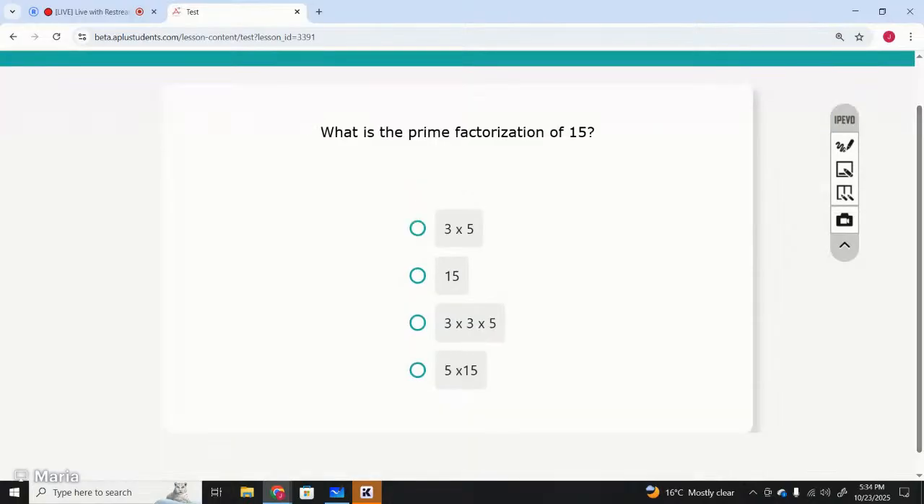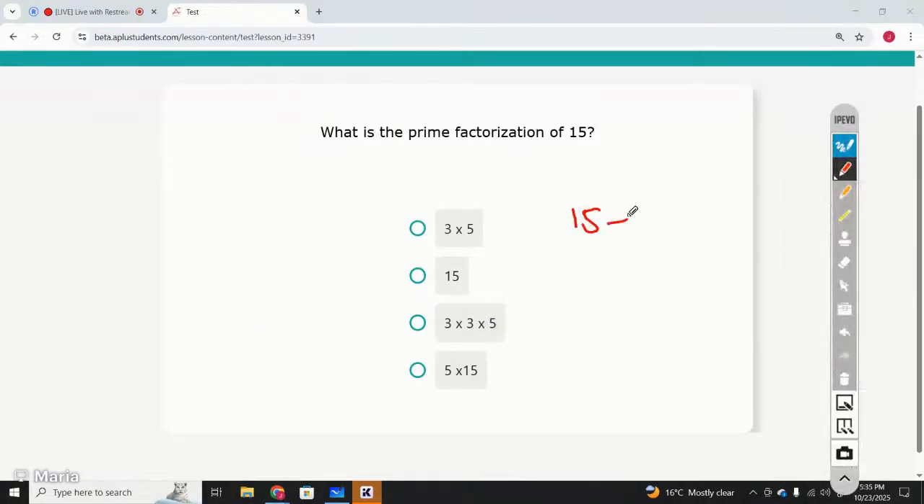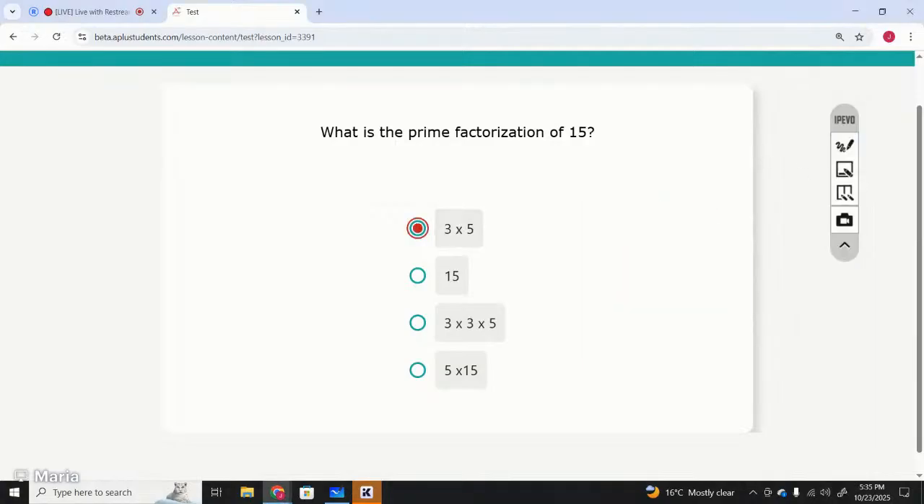What is the prime factorization of 15? Divide 15 by the smallest prime number. So let's divide it by 3, because 3 is the smallest prime number that can divide 15. 15 divided by 3 is 5. Now divide this number again by the smallest prime number, that is 5. 5 divided by 5 is 1. So these are the prime factors. They are 3 times 5. The correct option is option number 1, 3 times 5.